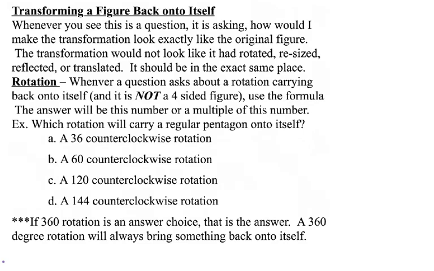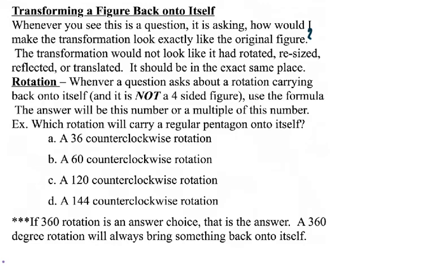A lot of times these questions are going to ask about transforming a figure back onto itself. So whenever you see this question, it is asking, how would I make the transformation look exactly like the original figure? And obviously that should be a question mark. So you want it to look exactly like when you started. You want the same size, the same shape. You want it to be in the exact same spot, everything. So the transformation would not look like it had rotated, resized, reflected, or translated. It should be in the exact same place. Okay. Oh, already got some more typos.